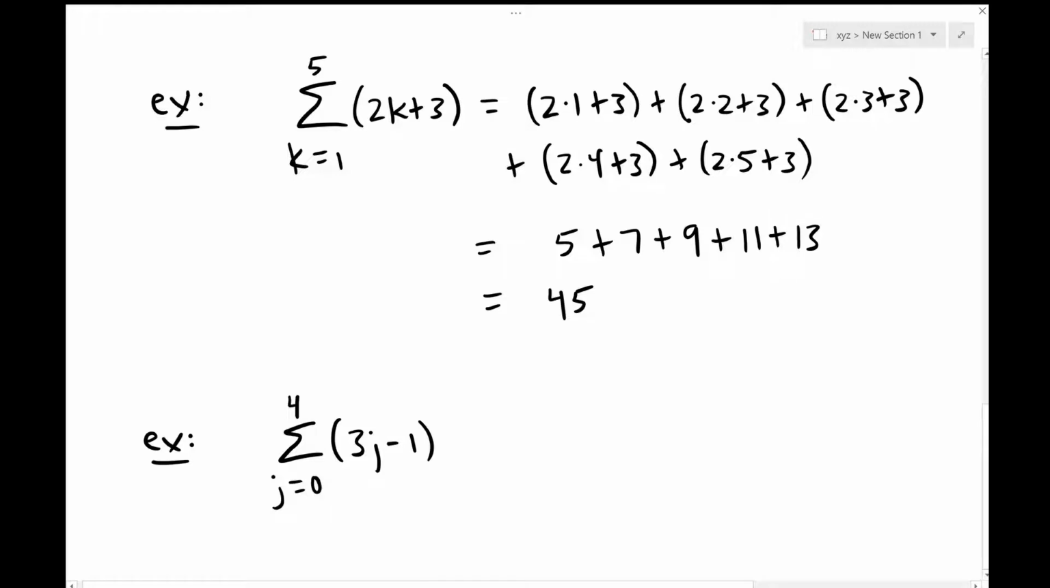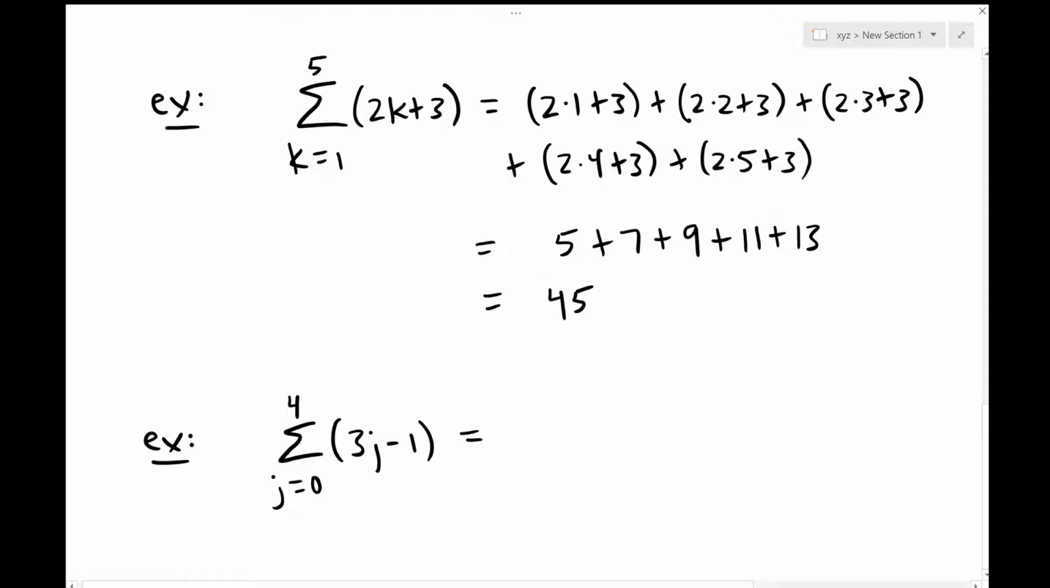Well, notice here that the first number that we're going to plug in for j is 0. But the top number we see is 4, so we will stop when we get to the number 4. So that means that we're going to plug in 0 for j, then 1, then 2, then 3, and then 4. And then, of course, we will add the numbers together.